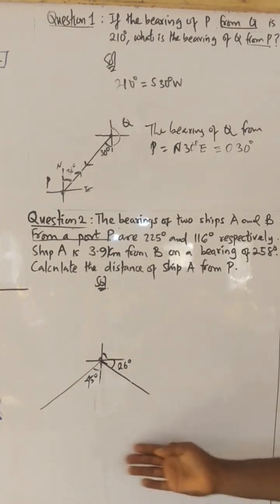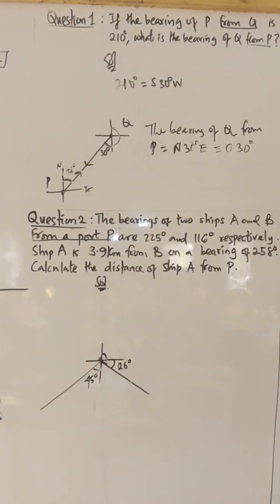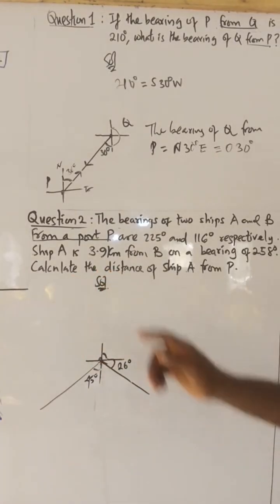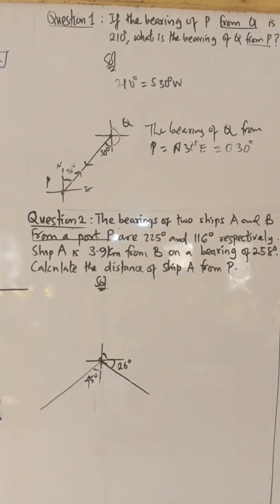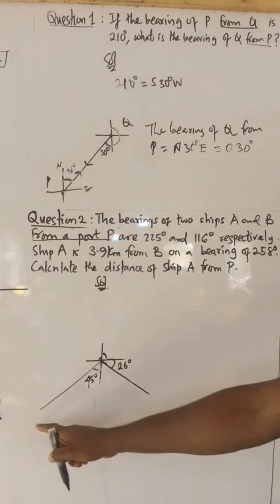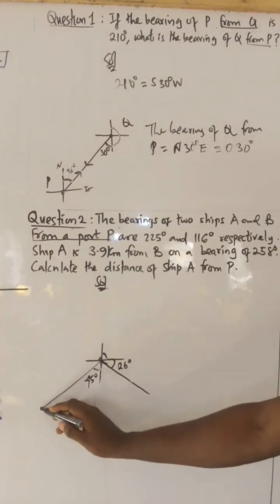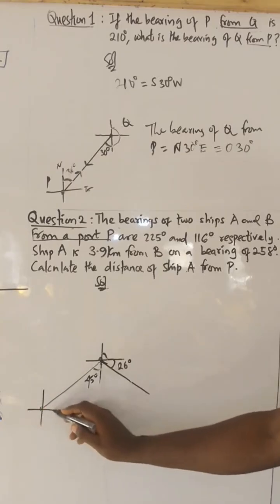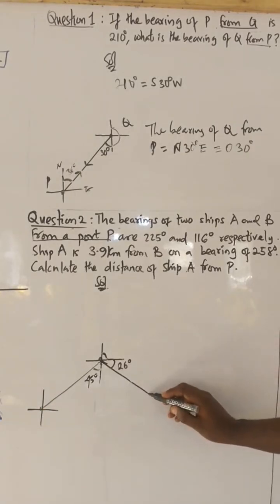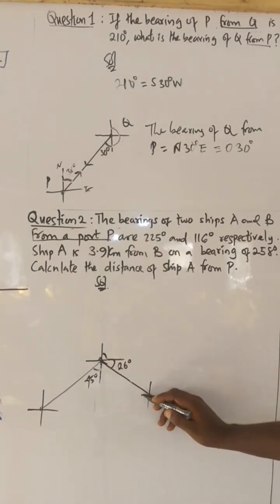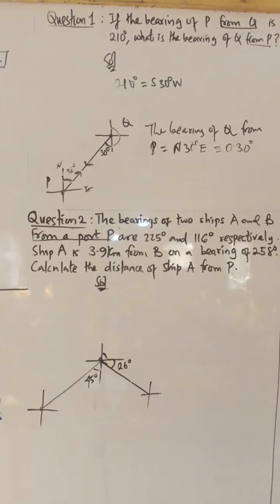But what about the distance? We don't know yet. Let's continue. Ship A is 3.9 kilometers from B. So this is A, this is B. We don't know where they stop. So let's suppose A stops here and B stops here. It means the distance of A to B is 3.9. But we are not certain if this will be the correct bearing. Let's continue.